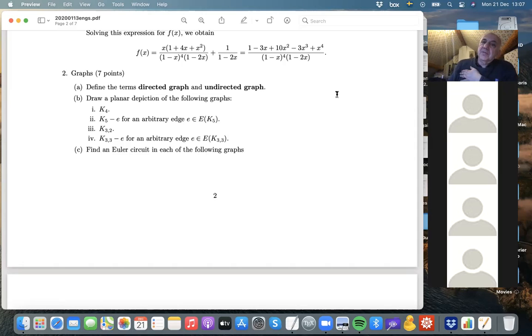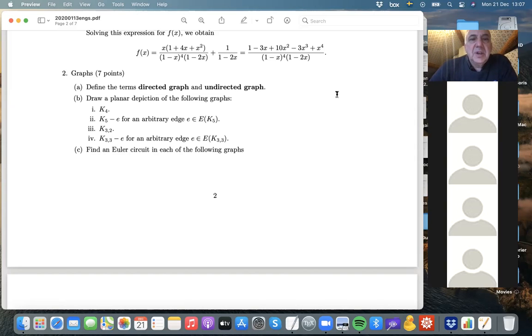An undirected graph is almost the same thing. It's the set of vertices and some subset of unordered pairs of vertices. So in the second case, you don't care which vertex is the first one and which vertex is the second one. Okay, but you probably know that.